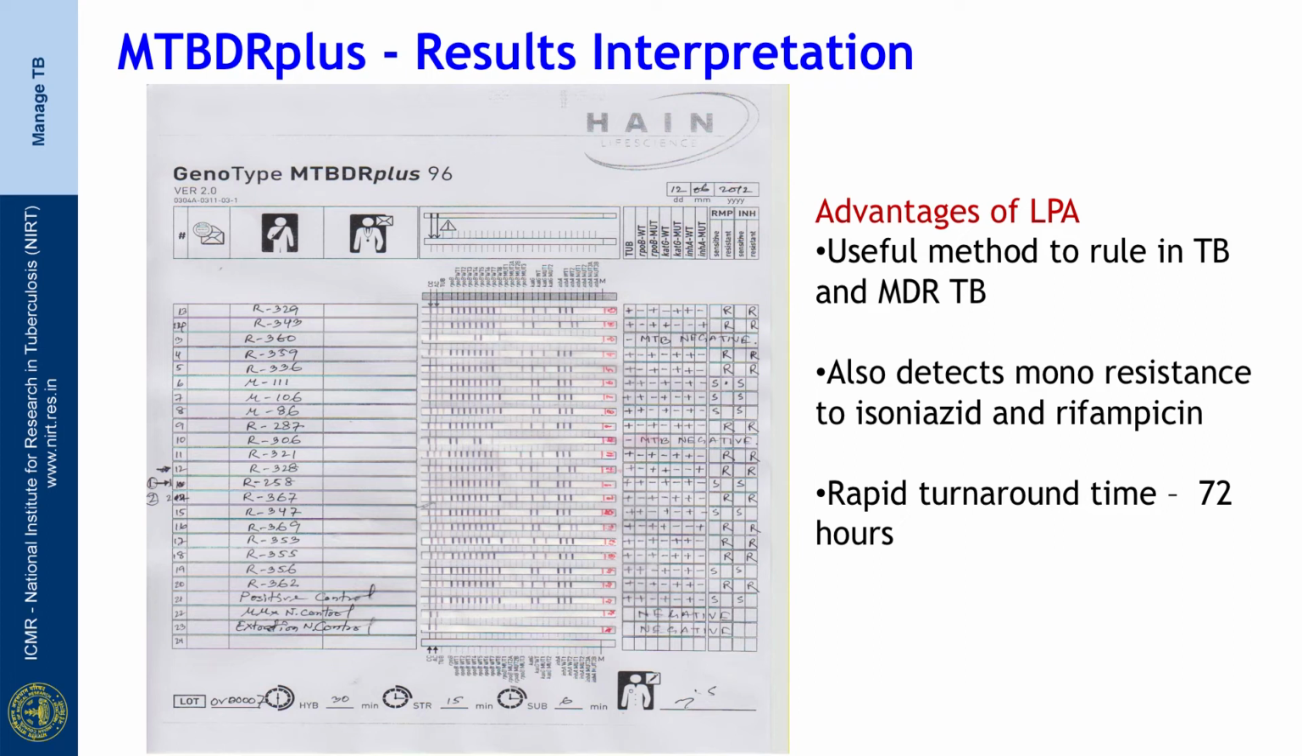So, the third lane shows that it is negative for the tuberculosis band, and therefore, it is an MTB negative strain. So, this LPA is usually a useful methodology to rule in tuberculosis and multidrug resistant tuberculosis. This can also be used to detect monoresistance to isoniazid as well as rifampicin, and the turnaround time for LPA results is about 72 hours if the detection is made directly in the sputum, but in the case of smear negative cases it may take more than 48 hours to 1 week.